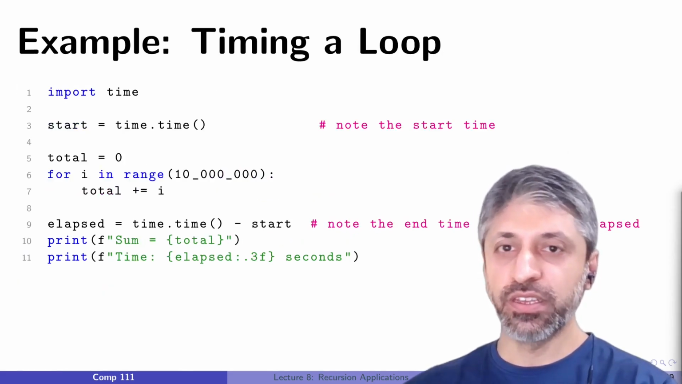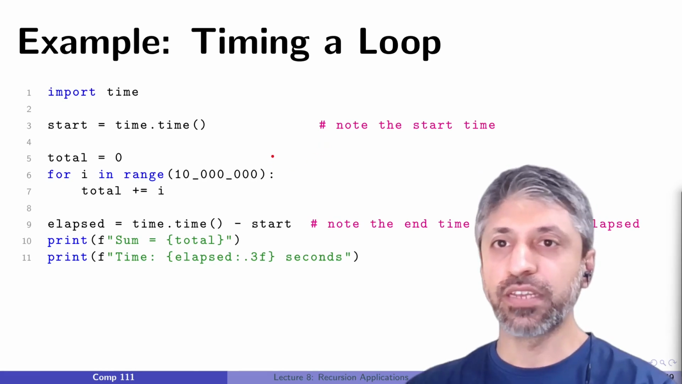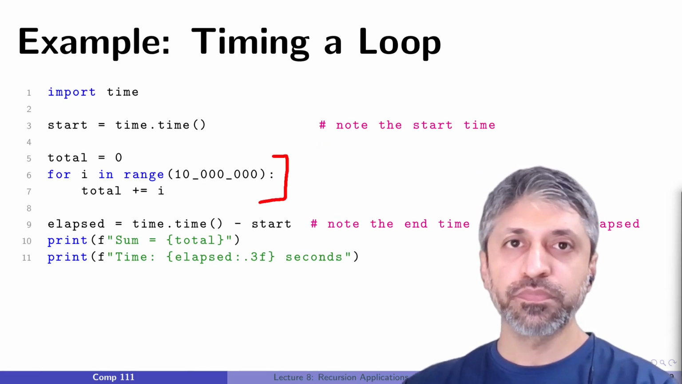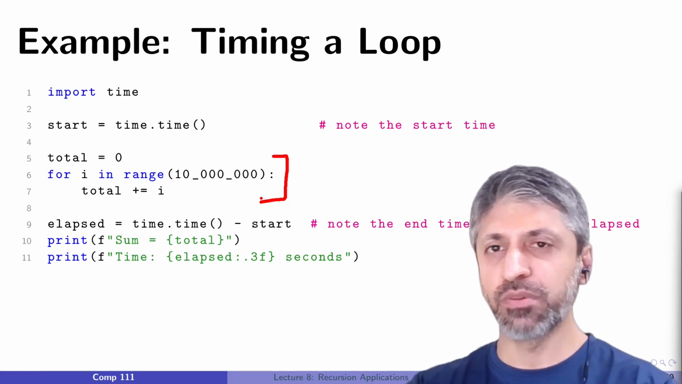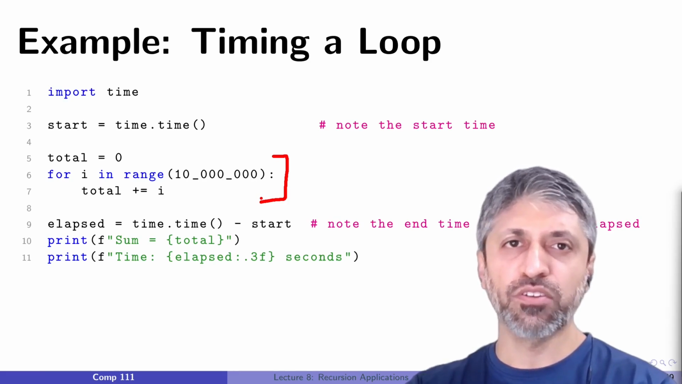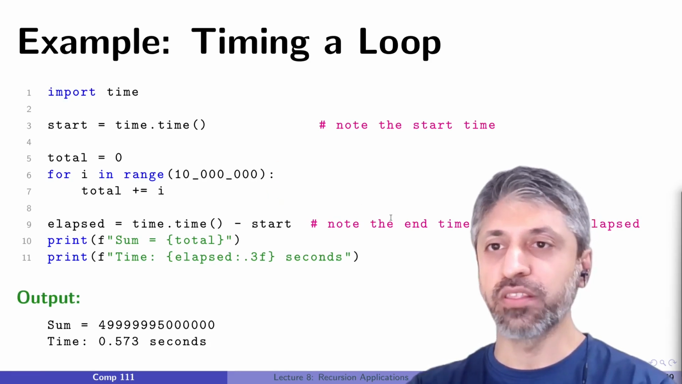So here's a quick example. On lines 6 and 7, we are summing 10 million numbers in a simple loop, and we're timing the whole thing. On my machine, it takes roughly half a second. Not bad, but let's see if we can do better than that.